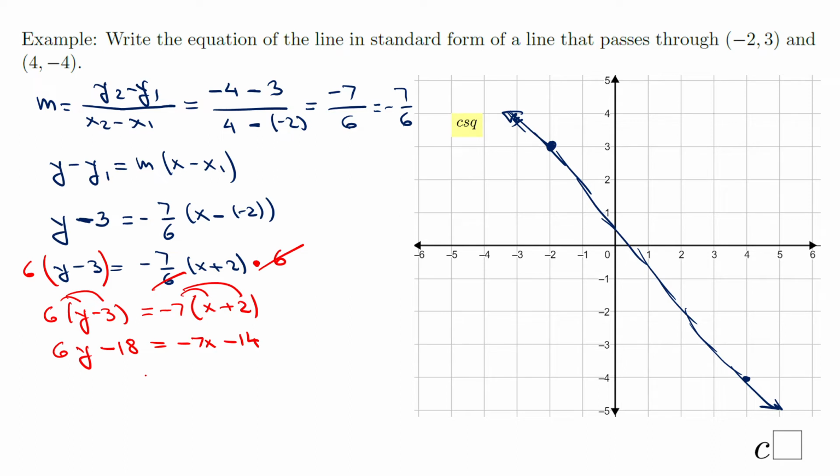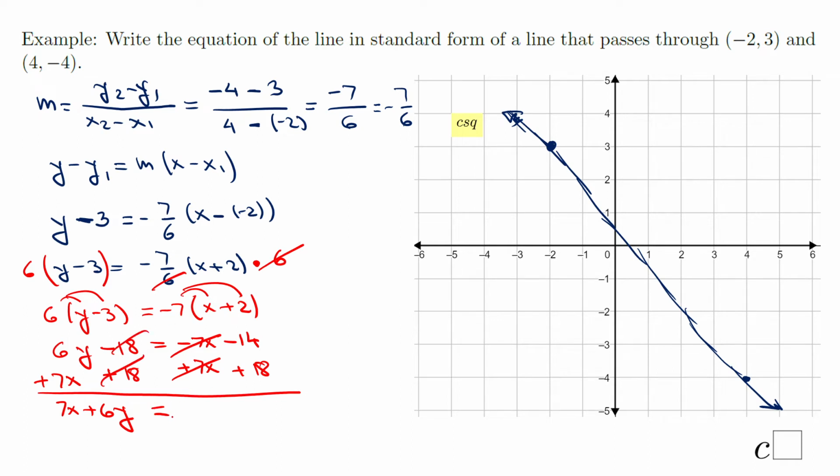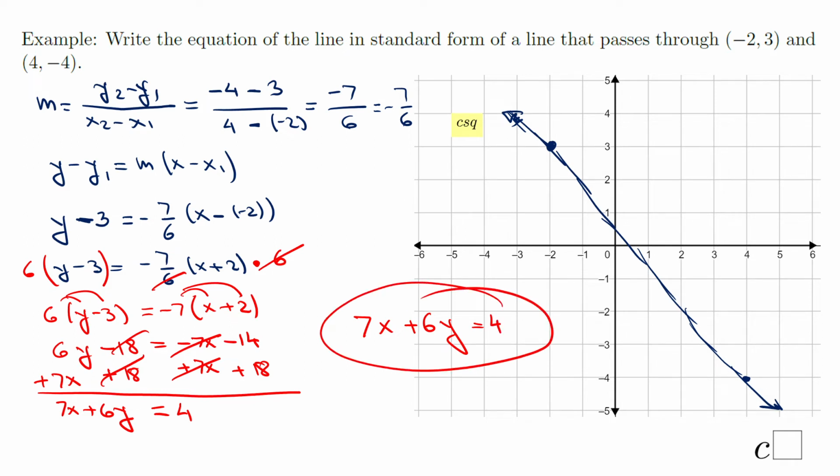Again, we want the standard form, so I'm going to add 7x to get rid of this minus 7x. Add on the other side, and on the left side we get 7x plus 6y, which we want. But also we need to get rid of the minus 18, so I'm going to add 18. So we have here equals negative 14 plus 18, that is positive 4. 7x plus 6y equals 4 is the equation of the line that passes through negative 2 and 3, and 4 and negative 4.